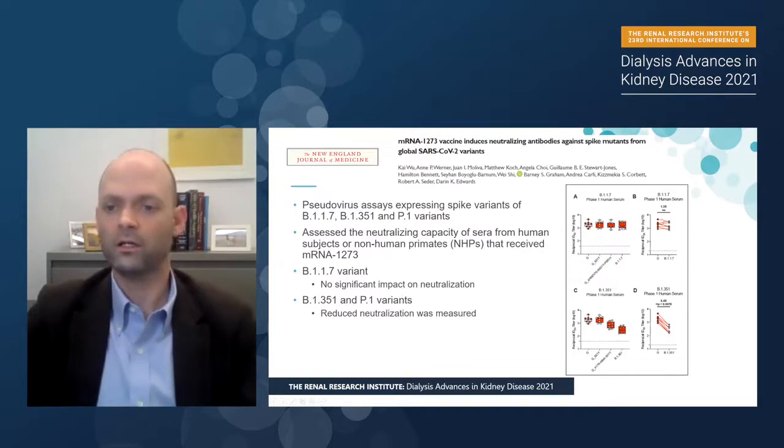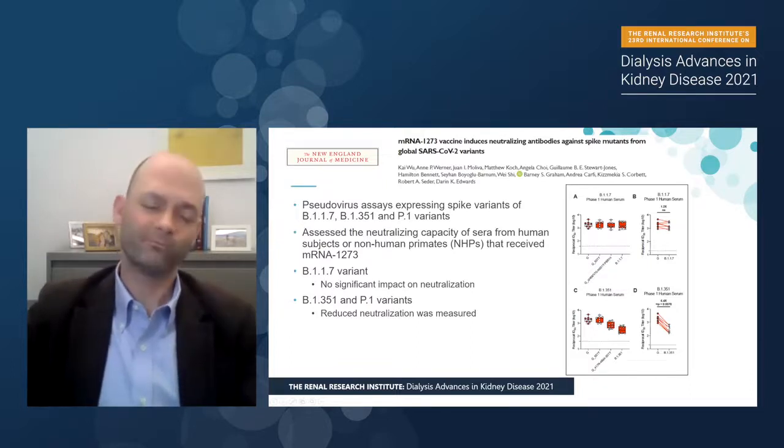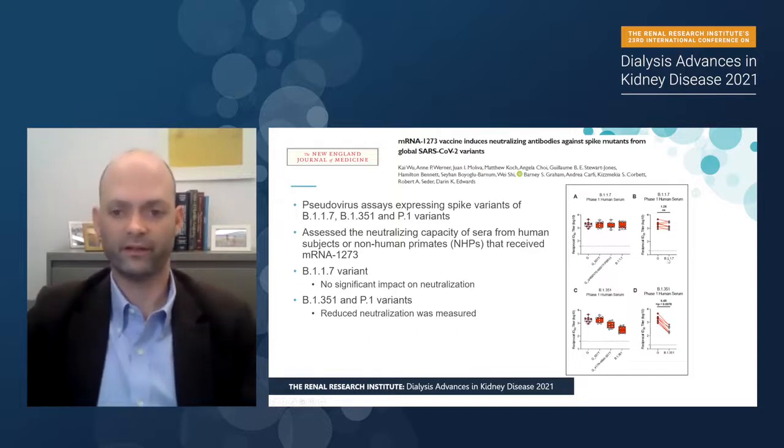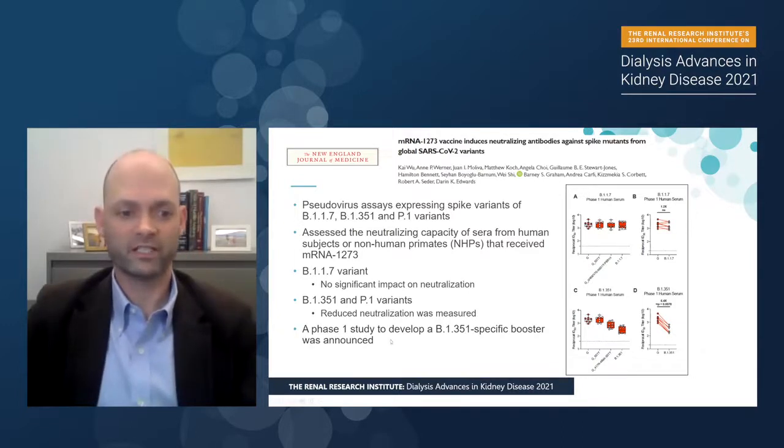And you can see here, this is the UK variant, not a lot of change in neutralization, but here, this is the South African variant, some reduced neutralization activity. So perhaps some concerns as well that the mRNA vaccines may not be as efficient against the South African variants. And Moderna, like Pfizer, has announced a phase 1 study developing a South African variant specific booster vaccine. So again, more on that to come.